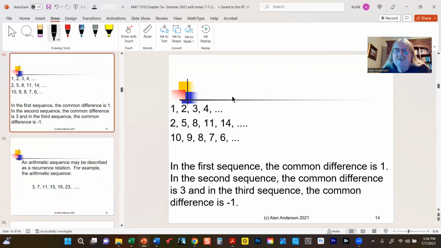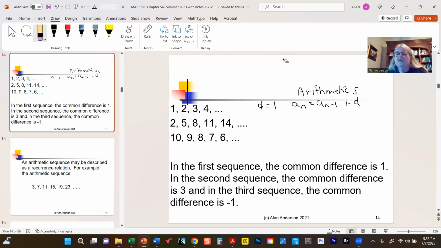Let's look at a few quick examples. In the first case, we started with the 1, and then every term after that has 1 added to it. If you want to think about it in terms of a recurrence relationship, each term is the previous term plus d in an arithmetic sequence. And in this case, that difference is 1.